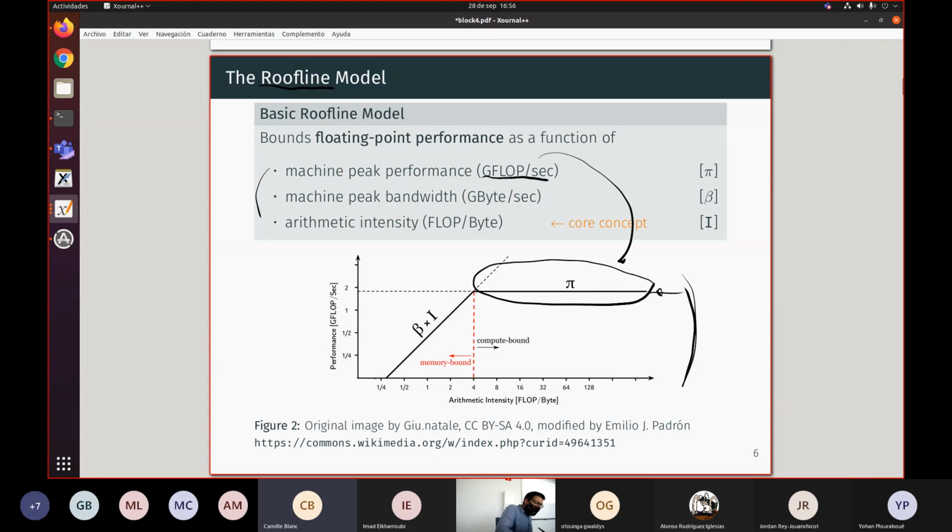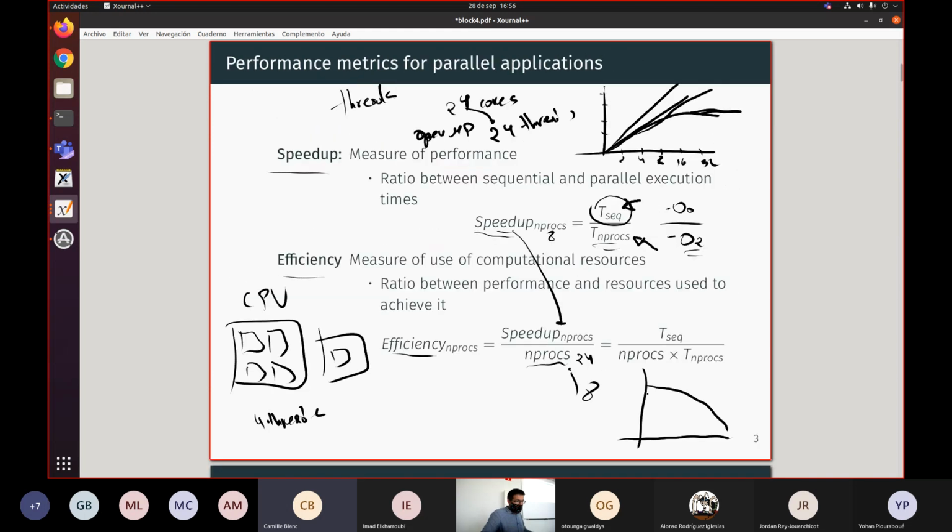This other line here, this diagonal line, is the velocity of our memory, and is measured in bytes per second, usually gigabytes per second, because our memories are quite fast. So gigabytes per second is the velocity, the bandwidth, the throughput of our memory. That means the amount of bytes of data we can access per second in memory. And finally, in the x-axis, we have the arithmetic intensity. So this one here.